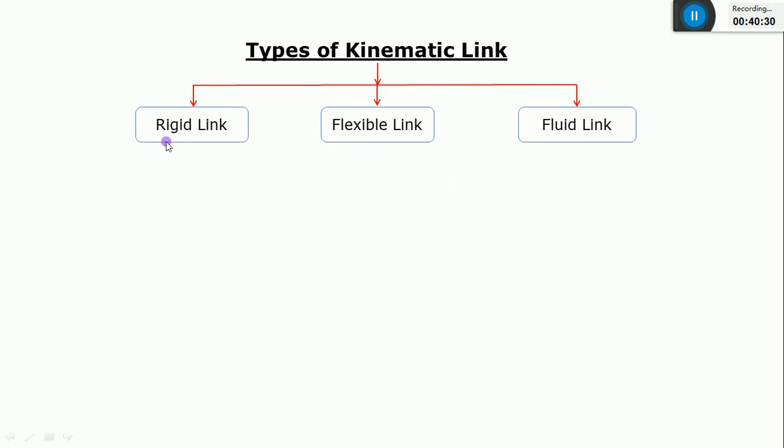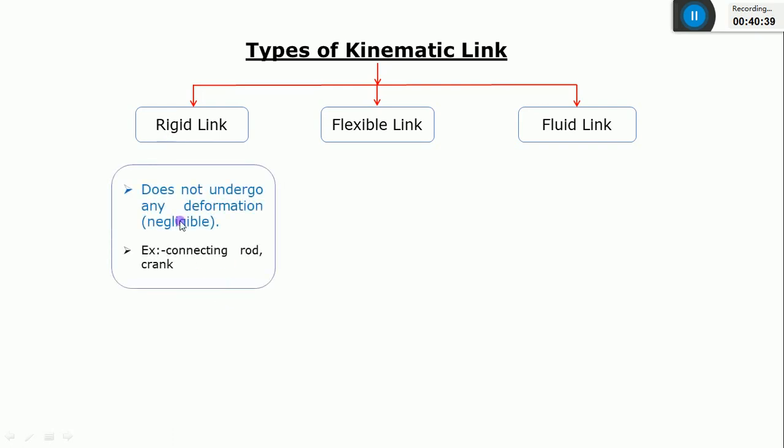When you hear the word rigid, it means there will not be any deformation. It does not undergo any deformation, or you can say it is negligible. When you consider a connecting rod, while transferring the forces, it is not going to bend. At a micro level, there will be a small deformation, extension, compression or shear. But overall, it will have a negligible deformation.